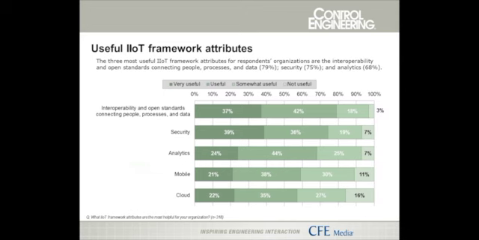We prompted survey takers by listing major attributes of IIoT and then asked them to rank how useful each of those attributes were. Interoperability and open standards and security were the 2 most useful, followed by analytics, mobile, and cloud. But even for the last 2 on the list, mobile and cloud, more than half the respondents said they were useful or very useful.